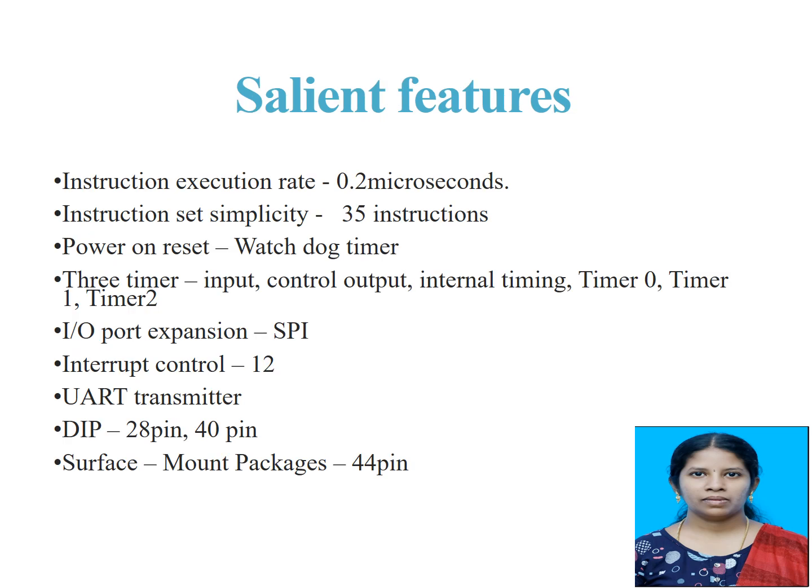The PIC microcontroller has the following salient features. It has an instruction execution time of 0.2 microseconds and a very simple instruction set. It has only 35 instructions in the instruction set. In the 8051 microcontroller we have a total of 111 instructions. Compared to the 8051, PIC microcontroller has only one third of the instructions. Because of this smaller number of instructions, it is faster than other microcontrollers.